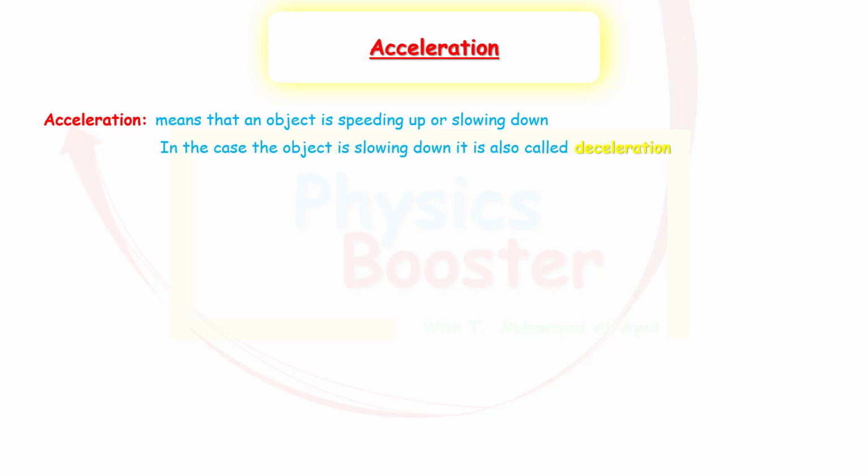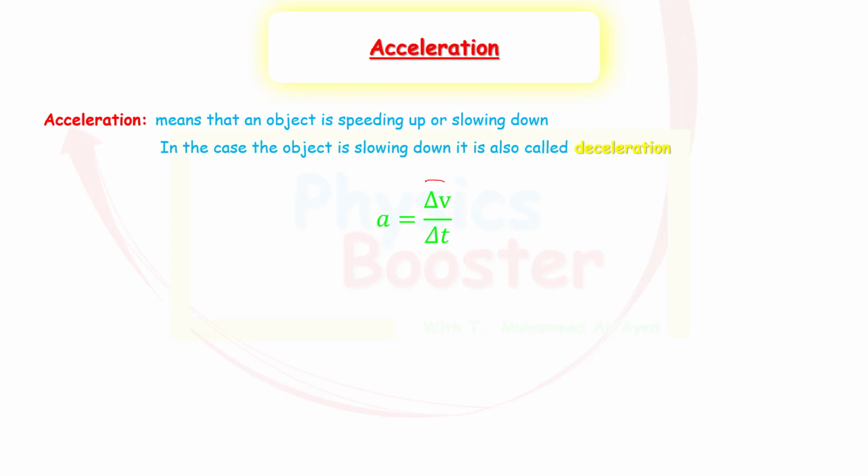And in the case that an object is slowing down, we can also call it deceleration. Well, it doesn't really matter. The word acceleration is more general. Acceleration can be found using this simple equation. It is saying that acceleration is equal to delta v over delta t.